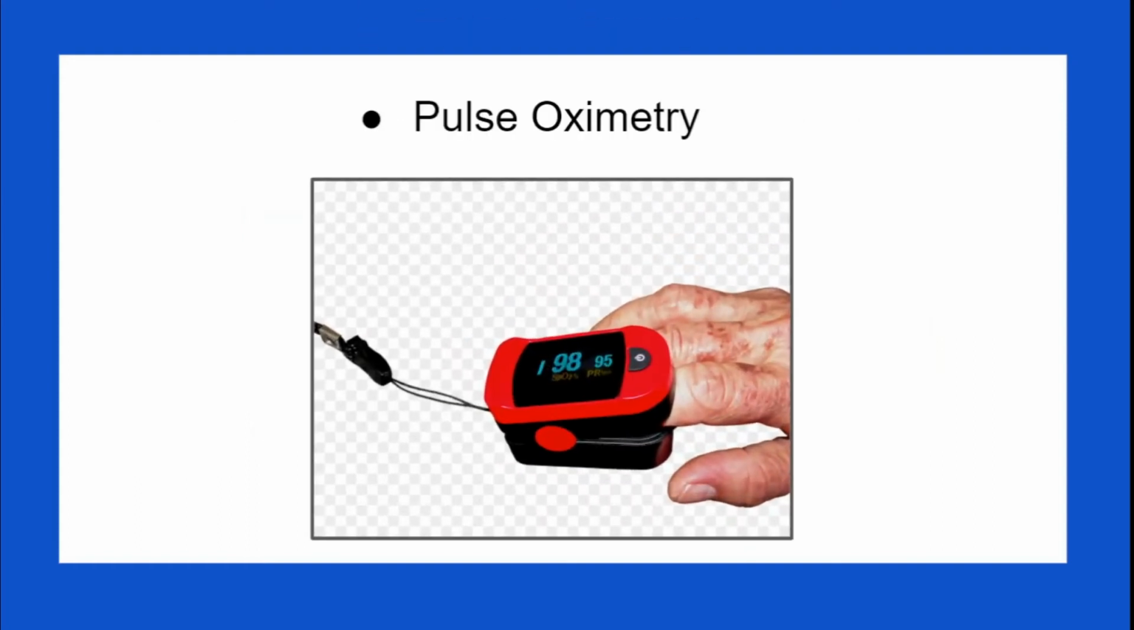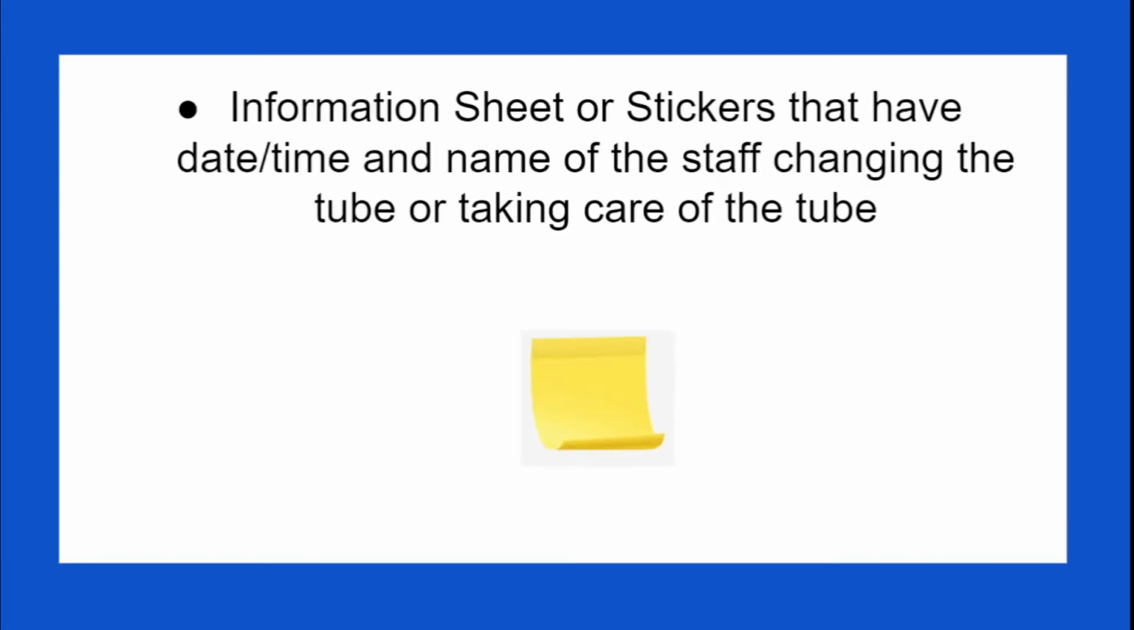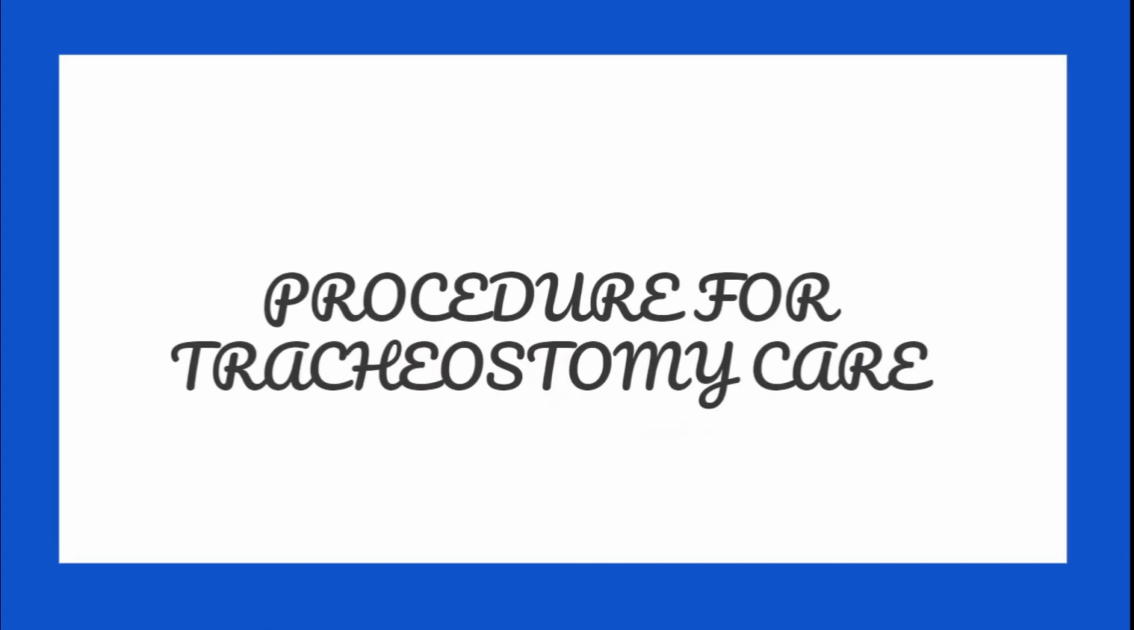Then additional equipment is pulse oximetry, to check SpO2, because you are directly dealing with the trachea. Next is an information sheet or sticker on which you need to record the date and time and the name of the staff who is changing the tube and taking care of the tube.